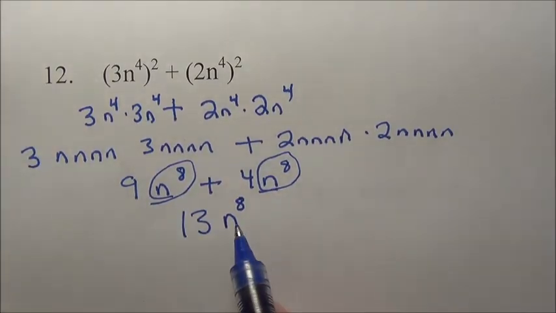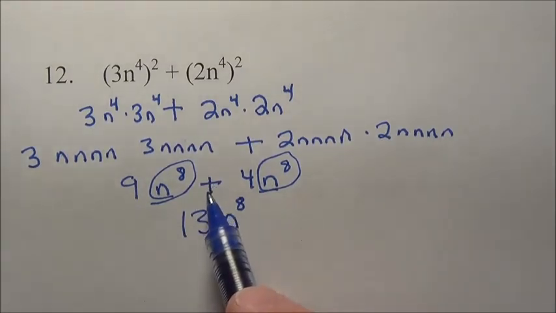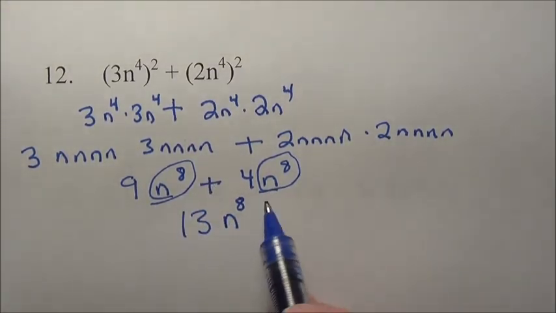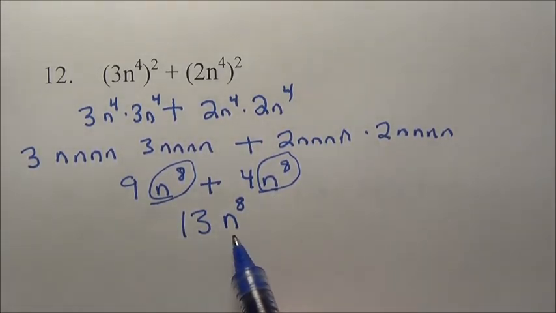Again, it's n to the 8th, not n to the 16th. We're not multiplying those. That's the mistake that happens. We're adding. We only add things that are exactly the same. 9 of this plus 4 of the exact same thing gives us 13 of that item, n to the 8ths. Problem 12.